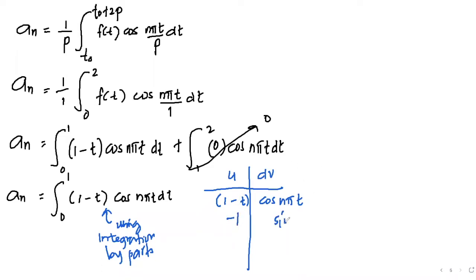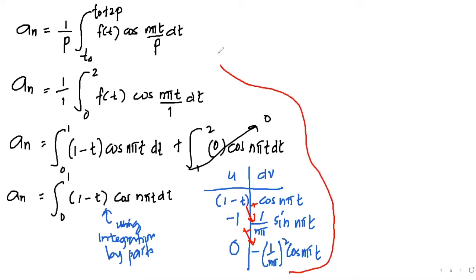Integrate cosine of n pi t, you have sine n pi t times the neutralizing factor 1 over n pi. Differentiate negative 1, that is 0. Integrate the right column, so you have cosine n pi t times negative of 1 over n pi squared. That is due to the neutralizing factor. Again, follow the right notation or the signs for integration by parts.